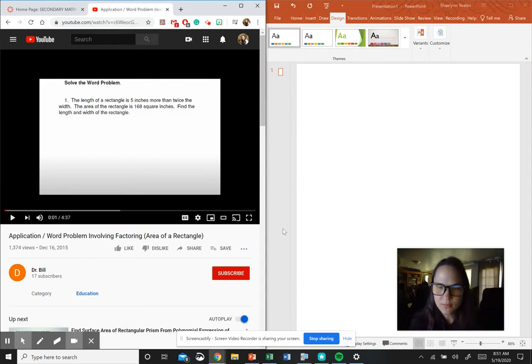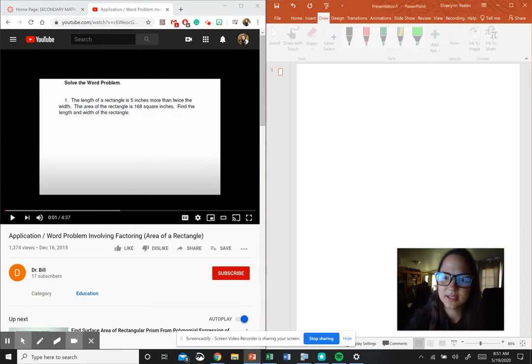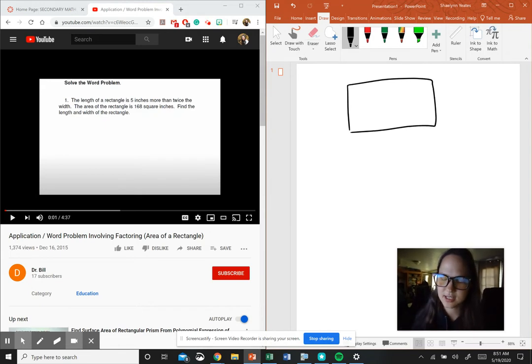All right, so what this means is that I'm going to draw it. So you have a rectangle that looks like a rectangle. Perfect 90-degree angles and everything, straight lines. Okay, so let's label this the length and this the width. The length is 5 inches more than twice the width. So we've got twice the width plus 5 is the length. And then the width is W.